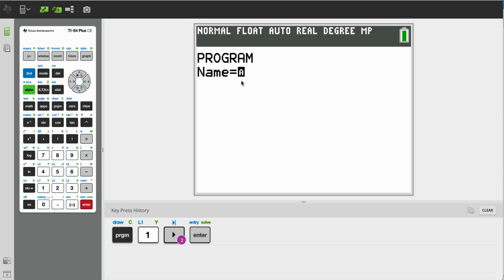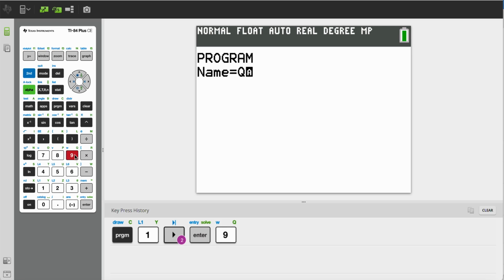Now you'll notice that the cursor here has an A on it. That means it's an alpha lock, meaning it's stuck in that mode. And we're going to give our program a name. If you look above the keys over on the other side here, you'll see that they all have letters above them. In this case, I want to call our program Quad, short for quadratic. So Q, U, A, and D. And then you can go ahead and just press Enter.